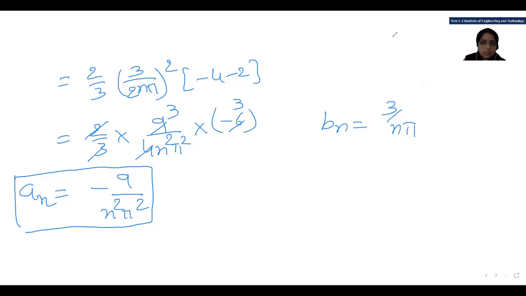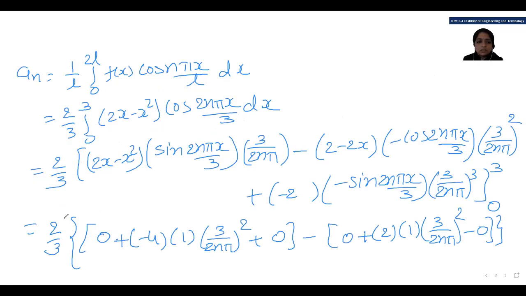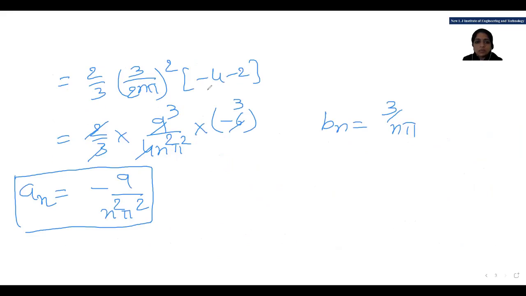And please show the last slide. Okay, see, this is the last slide. See, this is 2 by 3. This is the first term and second term. From both terms, we get 3 upon 2n pi whole square common. Okay, so the remaining term is minus 4. This plus minus is minus. So minus 4 minus 2. Now got it? Now got it, Ishika?